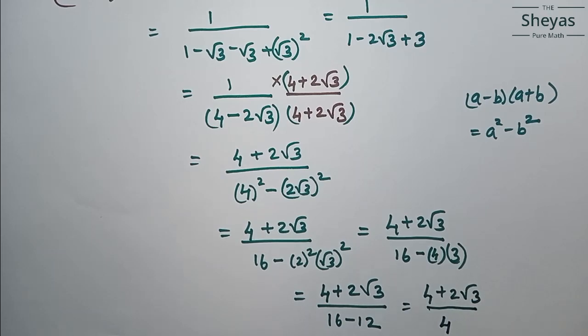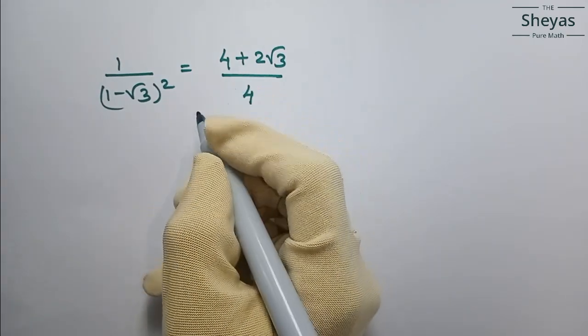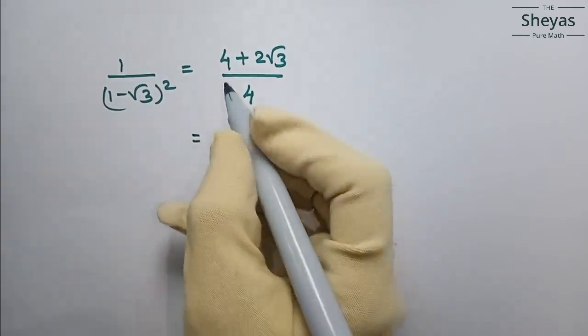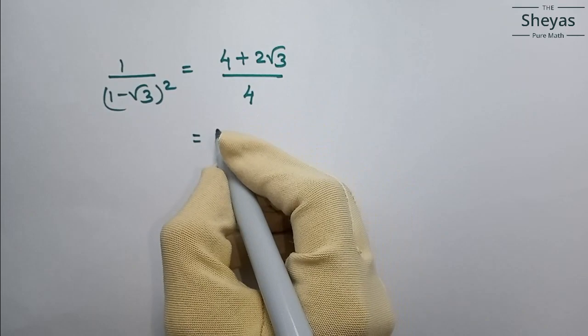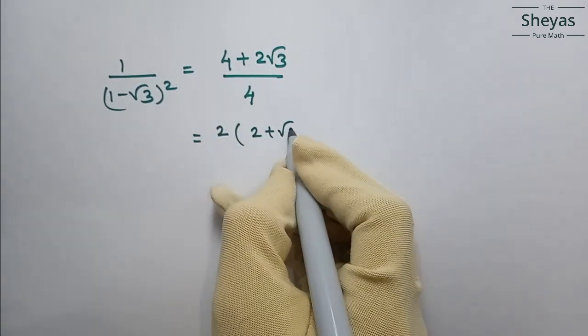So now you have got the value 4 plus 2 root 3 by 4. Now we have rationalized the denominator. We have removed the radical sign, that is the square root sign, from the denominator. One more step we can do to simplify. From these two terms, I can take 2 outside, so remaining 2 plus root 3.